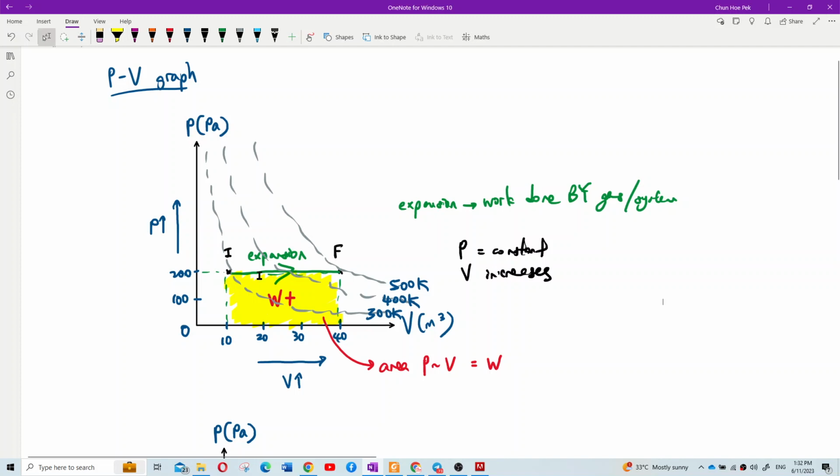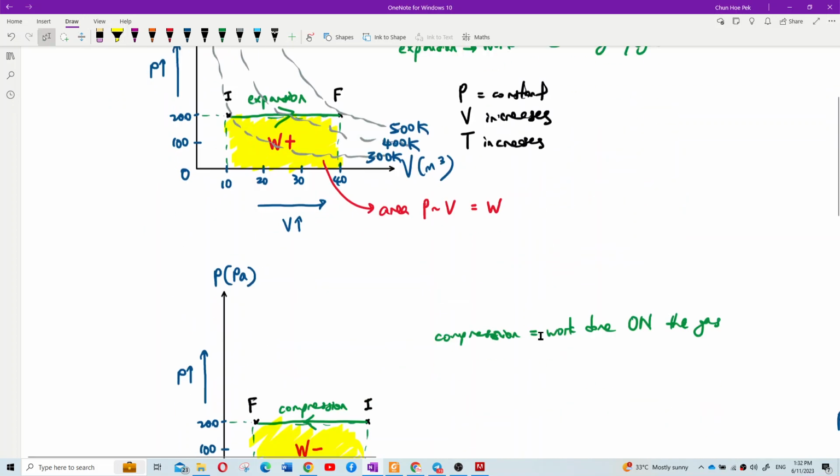So what happened to the temperature, class, in this process? Every straight line, every curve is a process. So what happened to the temperature? Increase or decrease? Increases. That's right. Temperature increases. Good. Give a thumbs up to yourself.